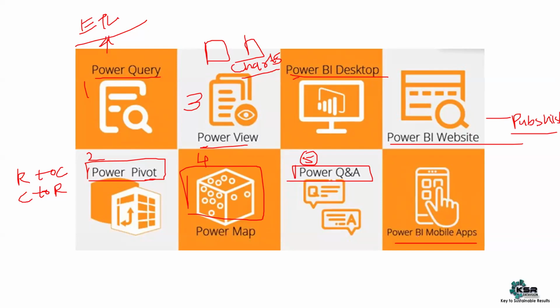Now we will discuss each and every component in detail in our sessions, but just to give you an idea, we start with Power Query, which is the first component. After Power Query, there is Power Pivot, which is the second component. Power View is the third component. Power Map is the fourth. Power Q&A is the fifth component. So all these components are part of Power BI Desktop. And to publish this report, you have to use the Power BI website or Power BI Service.